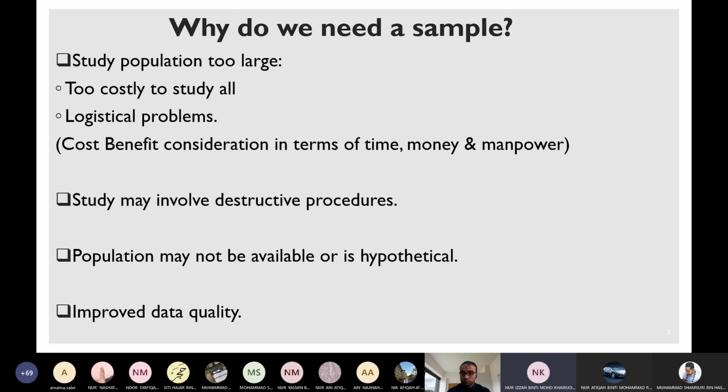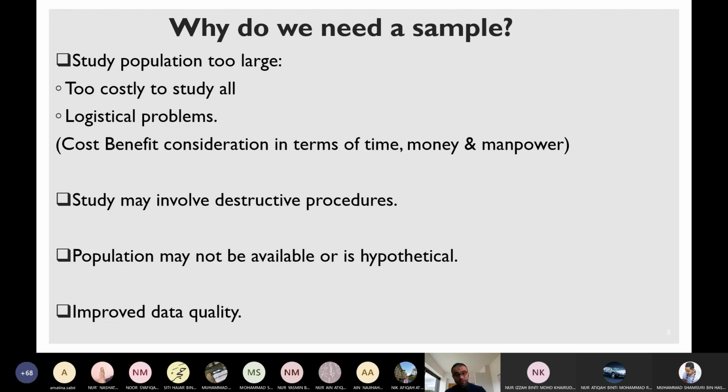Maybe the study population is too large for us. Okay, good. A study population is too large, of course, and as brother Nabil Husseini said, we have limited resources and manpower. This is very correct. If you go for the study population or even the target population, it's too costly to study all. It is not actually feasible in terms of resources.